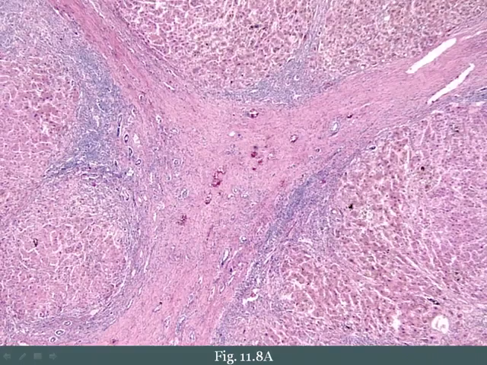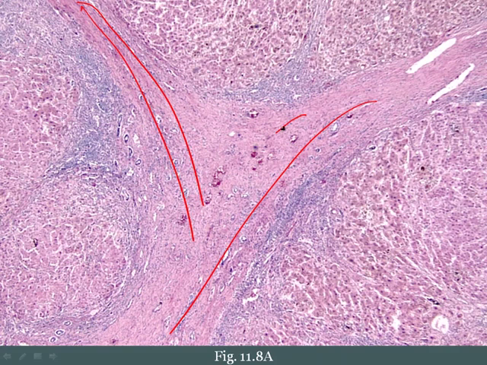Were you to look at this on microscopic image, what you would see is broad bands of fibrosis, as I'm highlighting here, which are separating nodules of liver parenchyma. Again, this is the hallmark of cirrhosis.